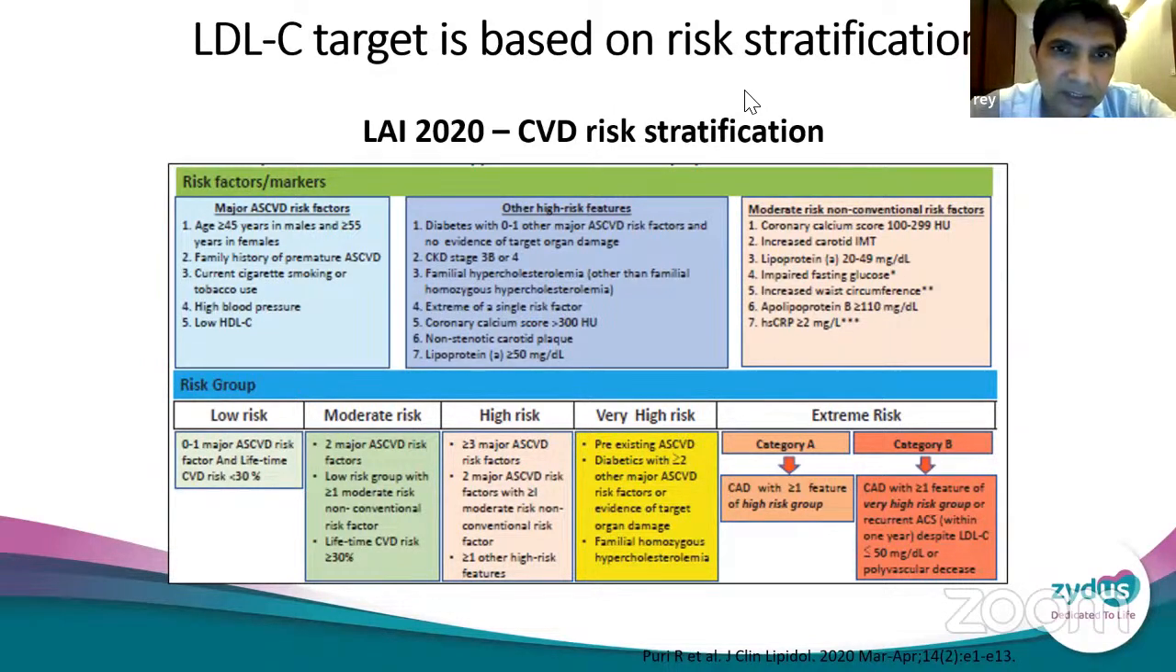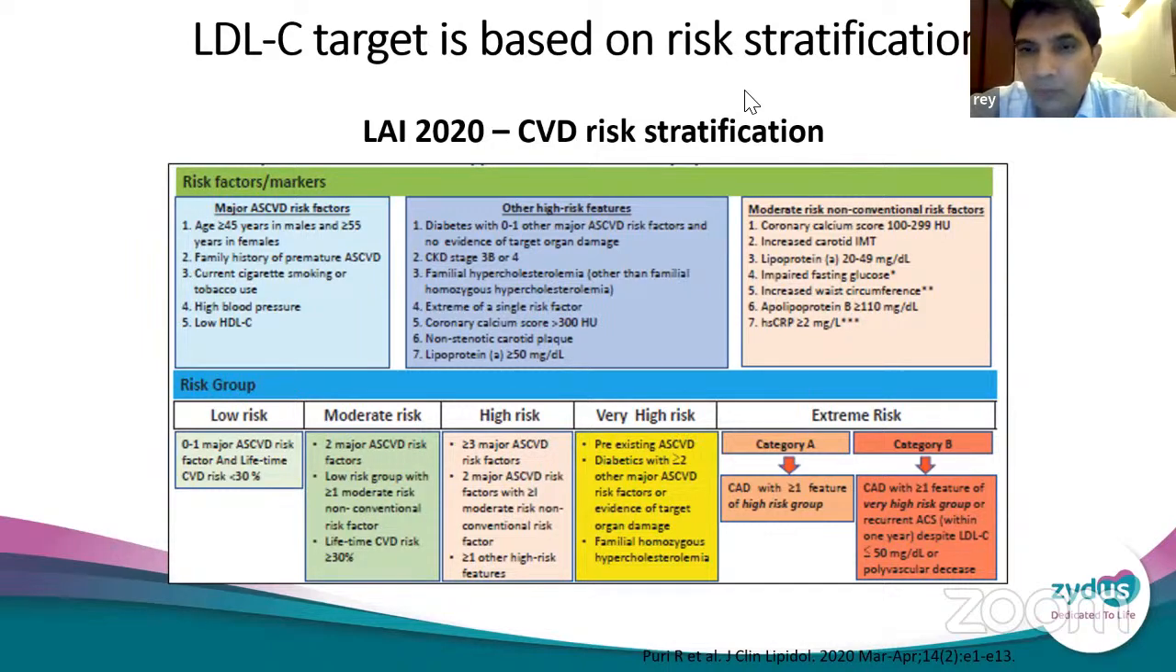Depending on the risk, we have a high risk group and a very high risk group. If the patient has more than 3 major atherosclerotic cardiovascular risk factors, or 2 major risk factors along with more than 1 moderate-risk non-conventional risk factor, then they are considered high risk for developing further cardiovascular events. The very high risk group includes patients with pre-existing cardiovascular disease, diabetes with more than 2 other major risk factors, organ damage, or a history of familial hypercholesterolemia.